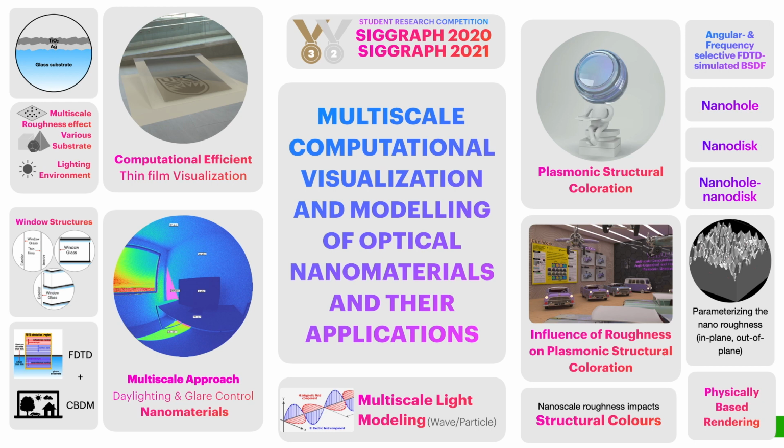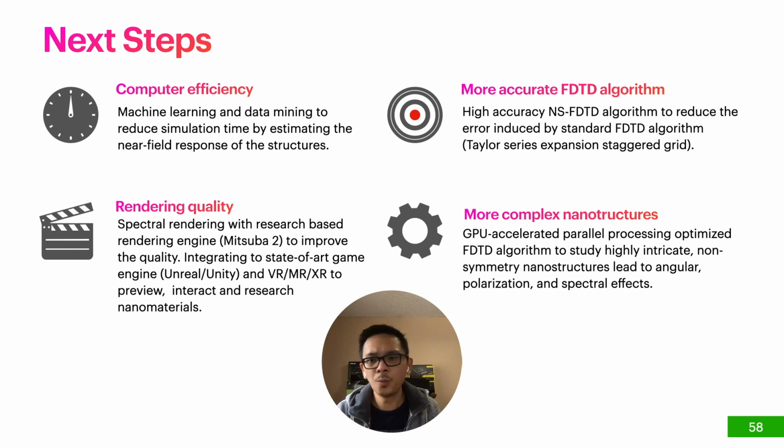So what is the next step moving forward? To push the research to the next level, we suggest using more computationally efficient methods, because we know FDTD takes a lot of time to simulate, as well as using a higher accuracy FDTD algorithm, and also using a rendering engine like spectral rendering for better quality. And this method also allows us to study more complex structures.